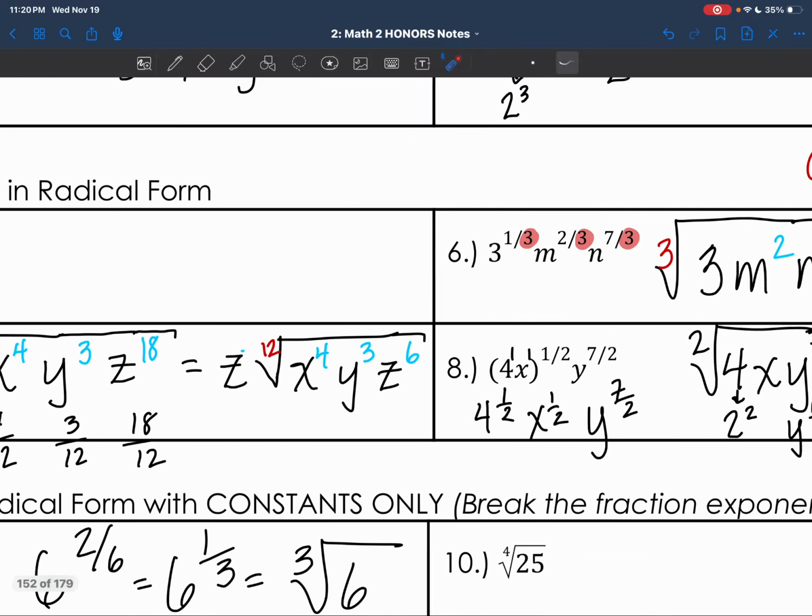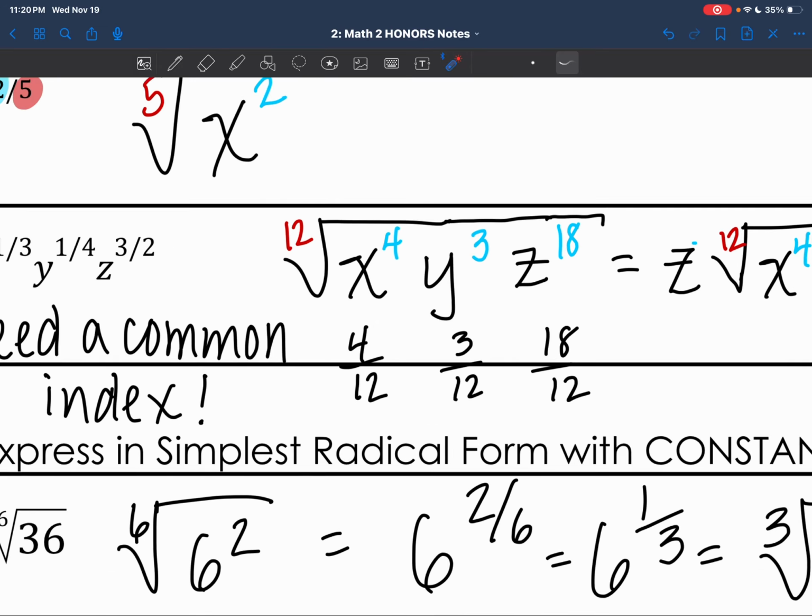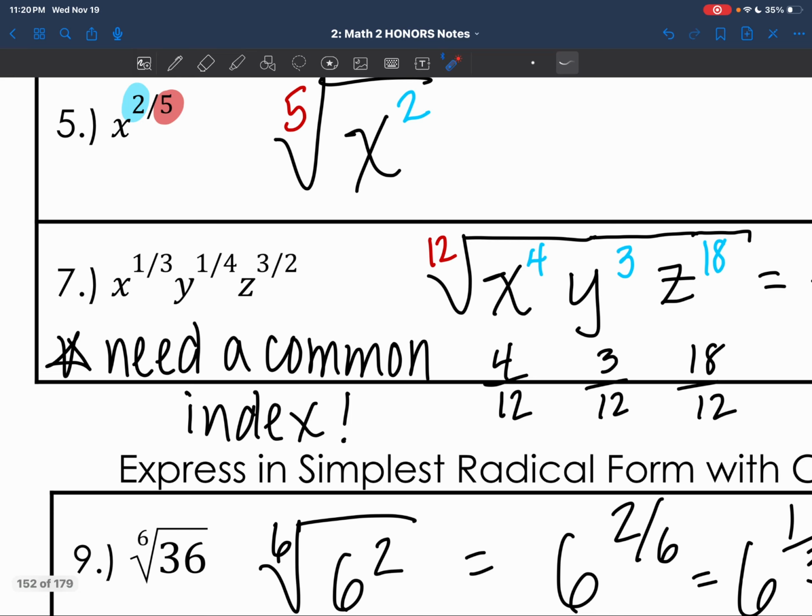All right, let's go ahead. Now this one's a little different because here you do not have the same denominator, so you don't have the same index. So you need to get a common index first. So basically you're going to do equivalent fractions or common denominators. What I did was I took 1/3 and made it 4/12. 1/4 is 3/12, and 3/2 is 18/12. So now that I've got this, I'm just going to rewrite it. Since we have the same denominator, our index is going to be 12, and then 3 is going to be your exponent, and 18 is going to be your exponent.